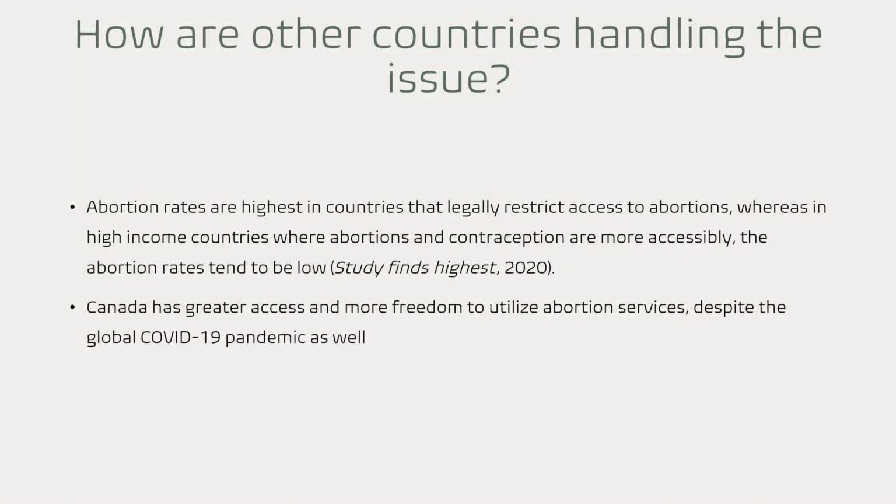So how are other countries handling the issue? Abortion rates are highest in countries that are legally restricting access to abortions, whereas in high-income countries where abortions and contraception are more accessible, the abortion rates tend to be lower. Canada has greater access and more freedom to utilize abortion services despite the global COVID-19 pandemic.